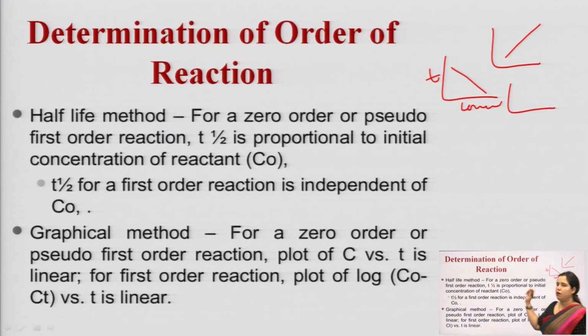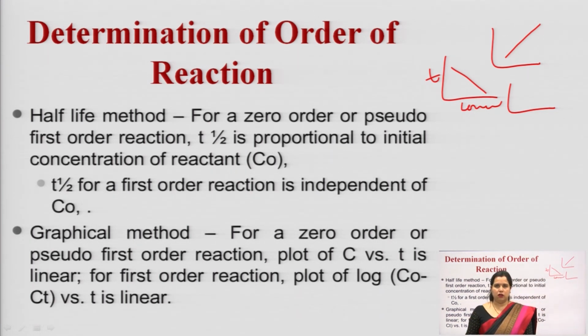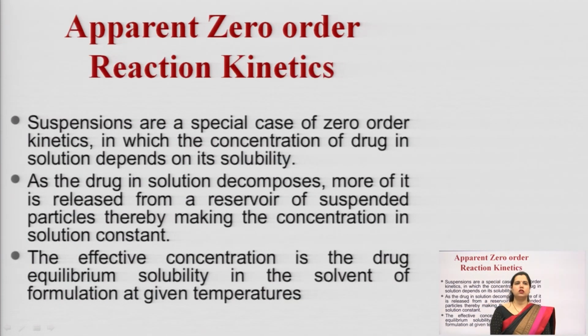So, different types of slope we can get in the graphical method when we put our experimental observation and represent it in the form of graphical methods. Apparent zero order reaction kinetics. Suspensions are a special case of zero order kinetics in which the concentration of drug in solution depends on its solubility. So, if we talk about the formulation, that is suspension, a special case zero order kinetics are followed in which the concentration of drug in solution depends on its solubility.